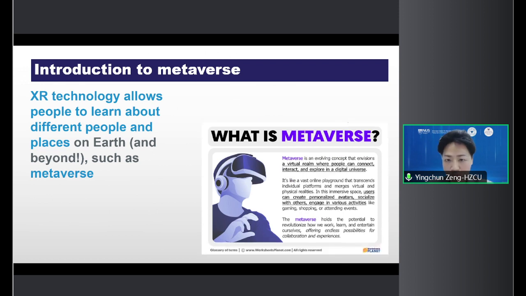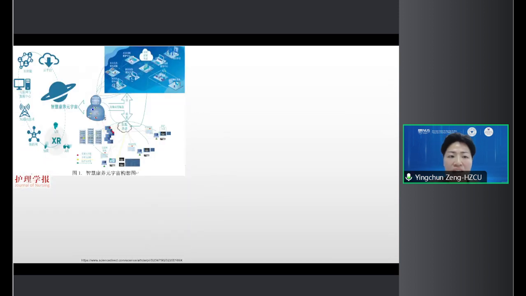So what is the metaverse? The metaverse is an evolving concept. Actually, this is a large concept, a vision of a virtual realm where people can connect, interact, and explore in the digital universe. Users in the metaverse can create a personalized avatar, socialize with others, and engage in various activities. So when you hear this, some people think the metaverse is a type of entertainment. Actually, we can apply the metaverse in nursing.